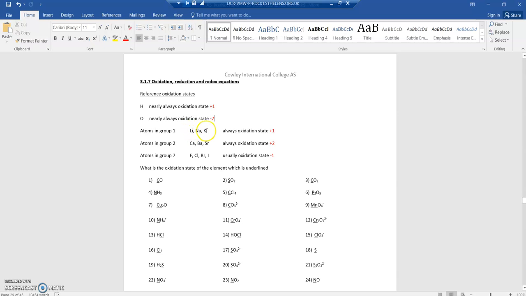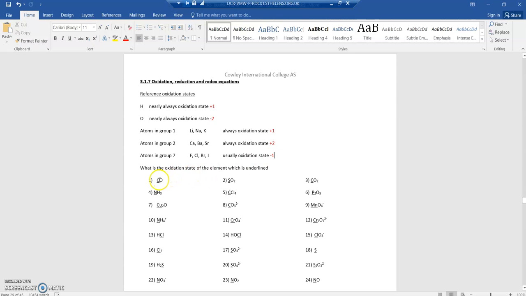Lithium, sodium, potassium in group 1, oxidation state plus 1, would lose 1 electron. Calcium, beryllium, barium, strontium, always oxidation state plus 2, lose 2 electrons. And group 7, F, Cl, Br, I, always gain 1, would be minus 1.